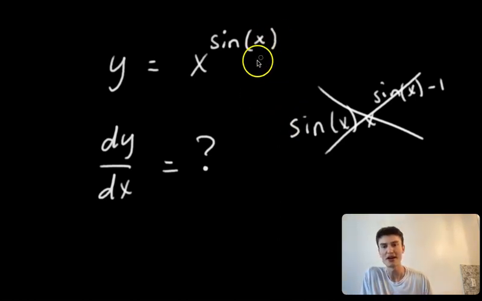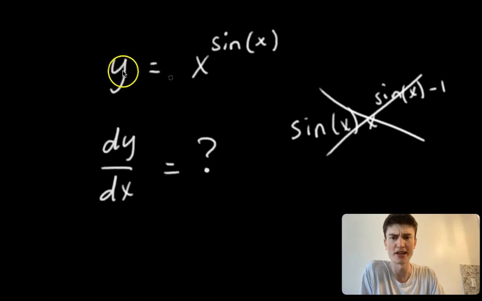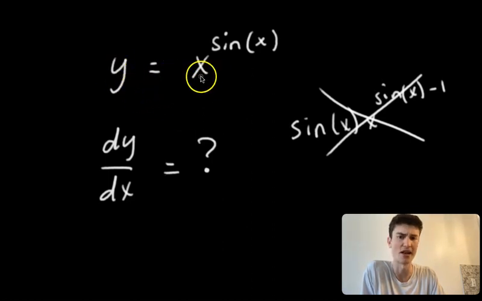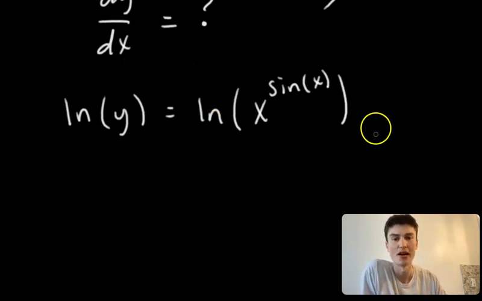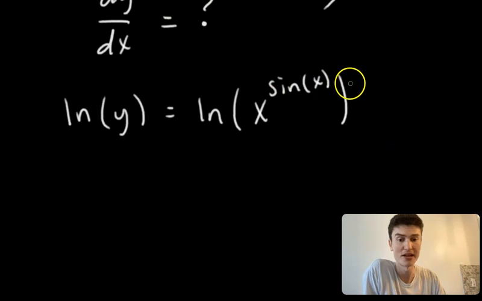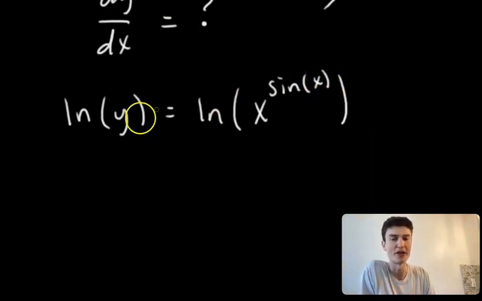So the first step to do any problem like this is you want to take the natural log of both sides. You'll see why in a second. So I'm going to rewrite this as ln of y equals ln of x to the sine of x. The reason I did this is because now we can apply the property of logarithms where if you have an exponent inside the argument of the logarithm, you can bring it down in front. So I'll rewrite this as ln y equals, bringing this down, sine of x times ln of x.